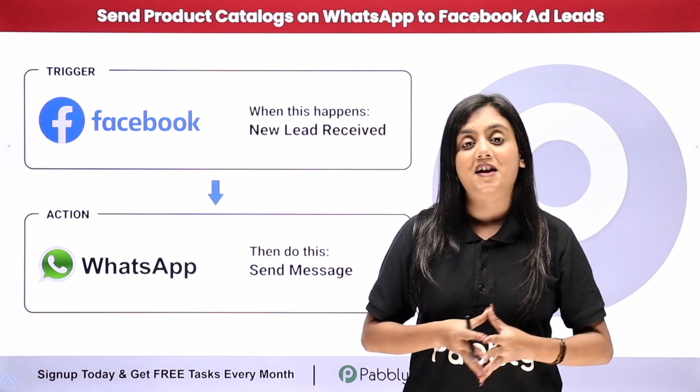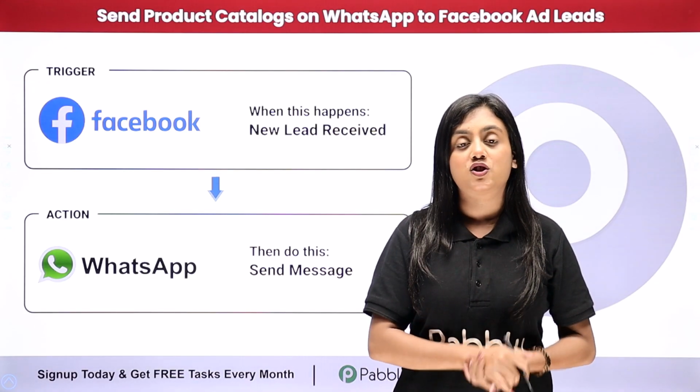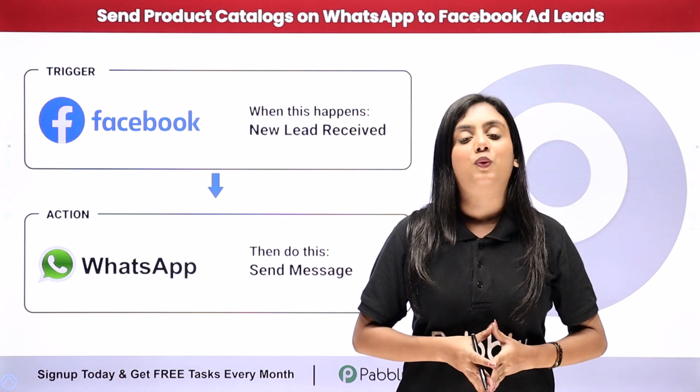Imagine a new lead is generated in your business, and towards the lead, a WhatsApp message with the product catalog is automatically forwarded. Yes, that is possible with Pabbly Connect.